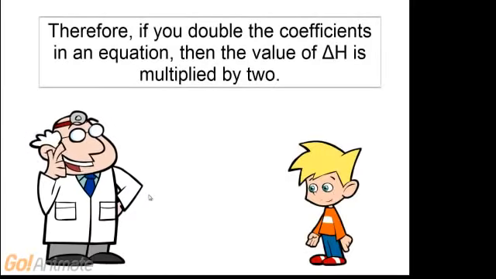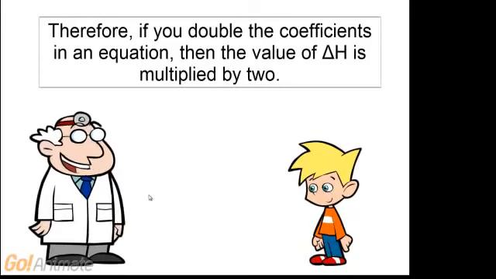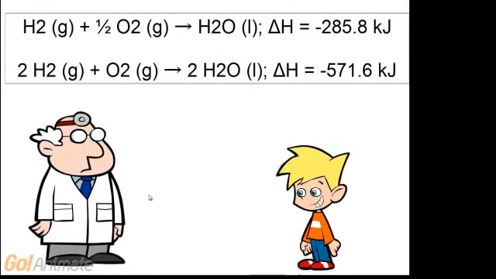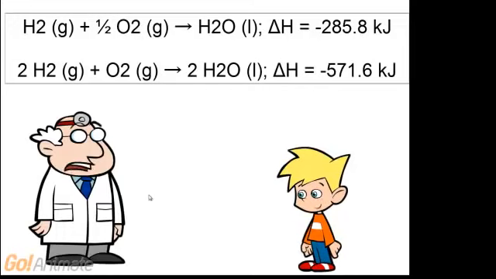Does that mean if you double the coefficients in an equation, then the value of delta H is multiplied by 2? That's right. Here's an example. So we multiply H2 and O2 by 2, and the product side gets multiplied by 2 as well. That is a true statement, but do not forget to multiply the delta H.